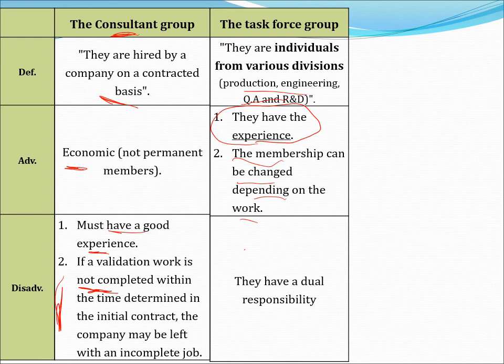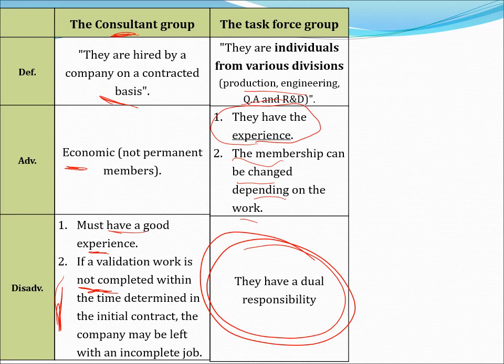But the main problem here is the dual responsibilities. I cannot judge myself. For example, if I am in the validation team now and I'm originally from the production department, when I work as a member in the validation team, I cannot go to the production department and tell them, oh, there is a problem in the tablet machine. It was not discovered by my team, and I discovered it now. So of course I may hide some problem which is present in my department. So that is called dual responsibility.